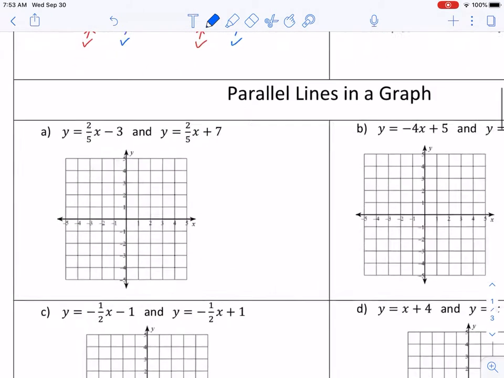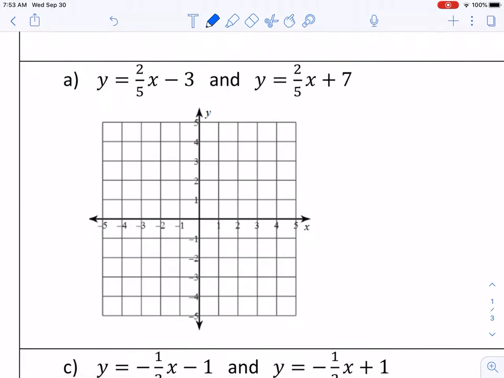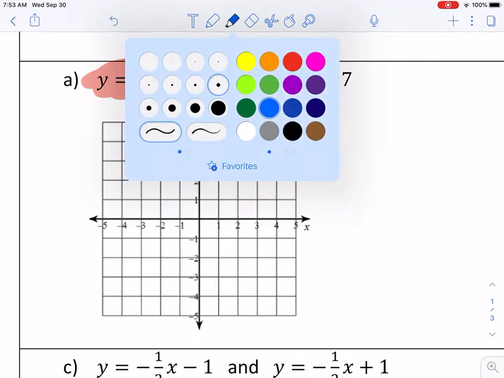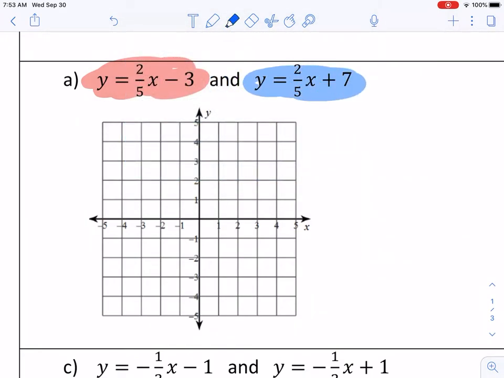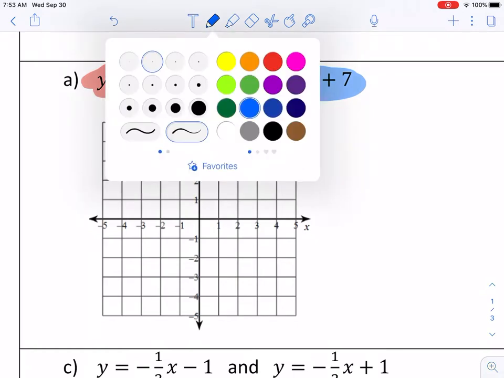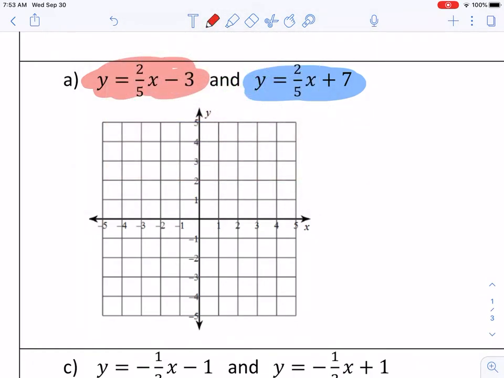Let's talk about parallel lines in a graph, and I'm just going to go ahead and graph these. I'll color coordinate them. My first line will be red, my second line I'll graph in blue. So in red for my first line, b tells me where to begin, so I'm beginning at -3, and I'm counting up 2, right 5. I can also go down 2, left 5.